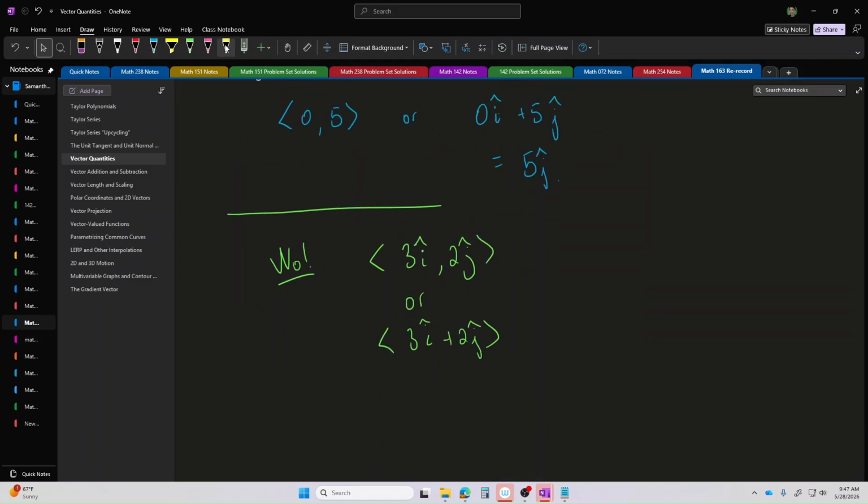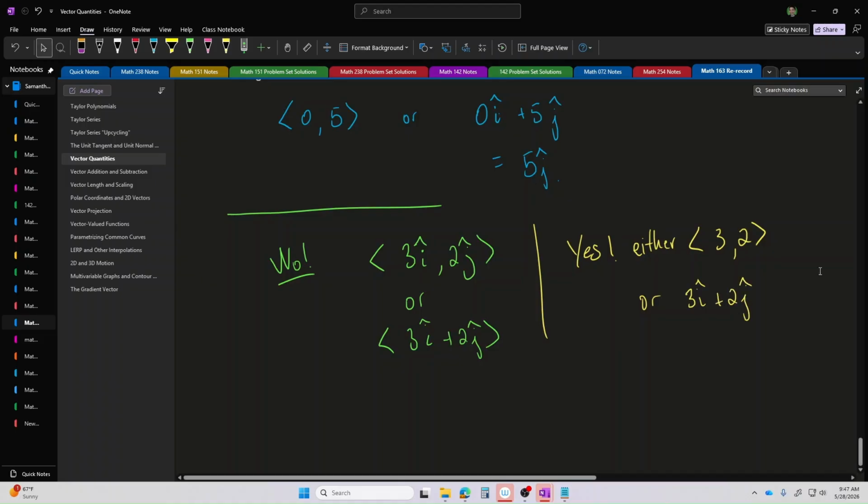Commit to a single type of notation. Either just the angle brackets with the components between, or just the i hat, j hat with no angle brackets. But you should not be writing a vector that has both the angle bracket notation and the i's and j's. That is a syntax error.